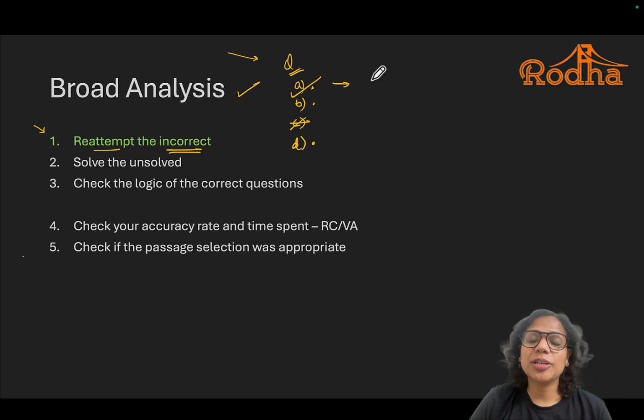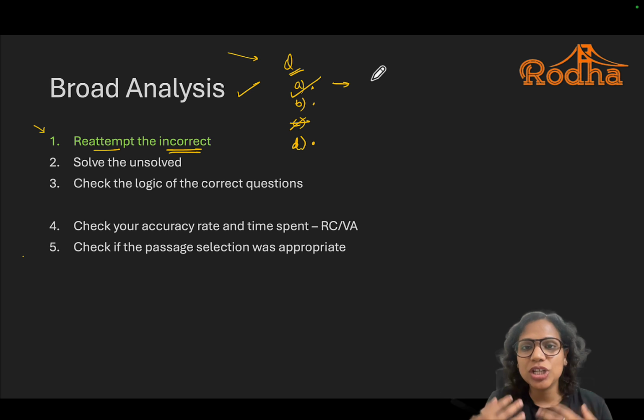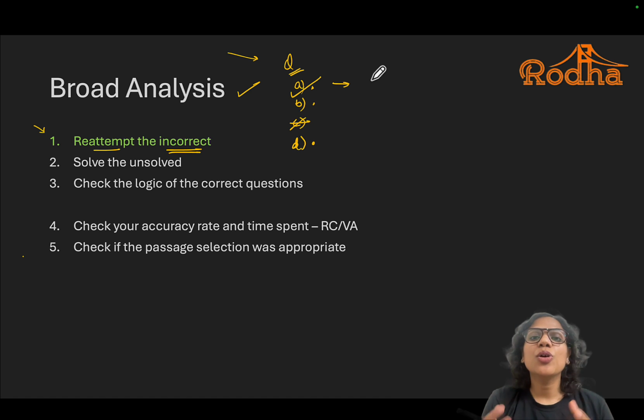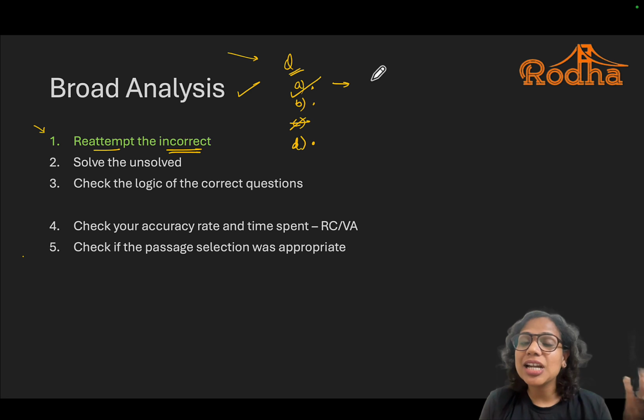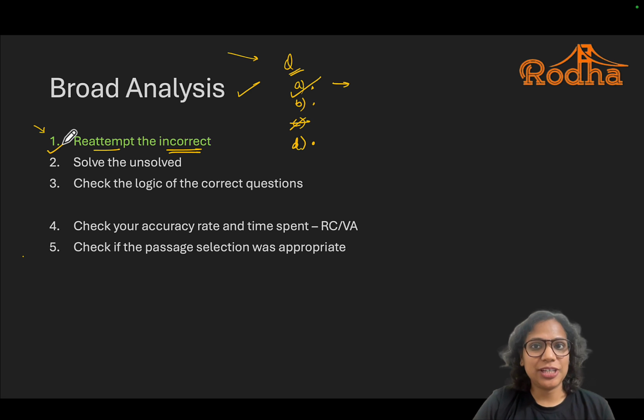If you're still not able to, that means this is a genuinely difficult question for you, and you really need to read the solution. You perhaps need to watch the video solution and understand what the question stem was asking, or understand the part of the RC from where this answer comes. This should happen without fail. Then of course, whatever you've skipped in the exam, all the questions, whether from the RC or from the VA, should be solved now. Again, this is learning.